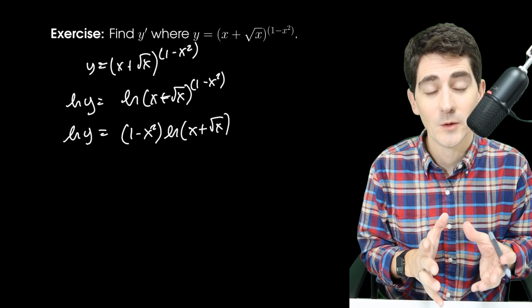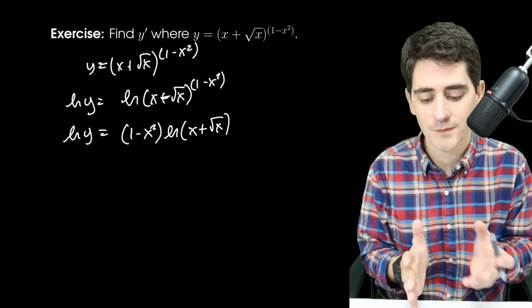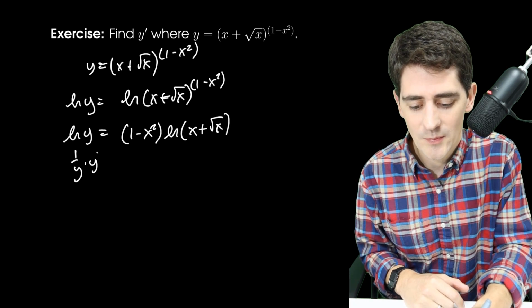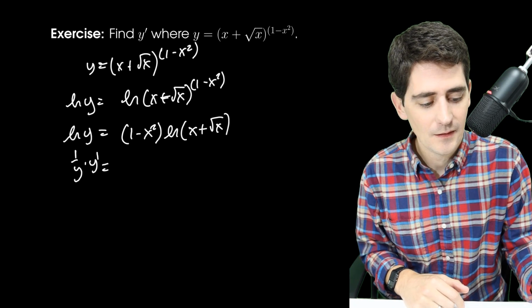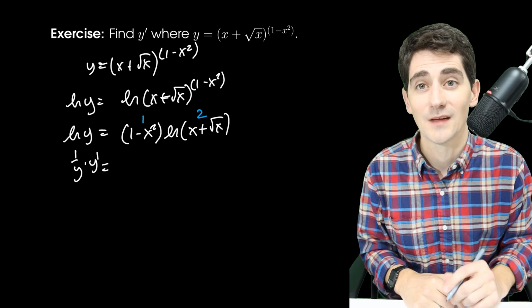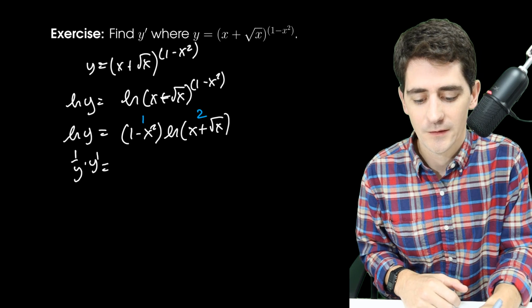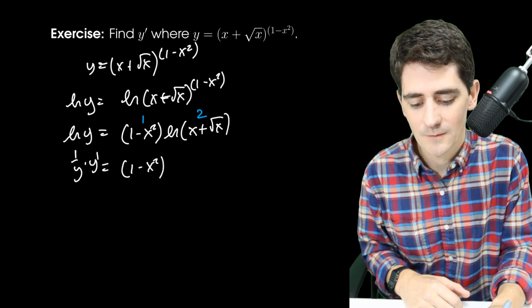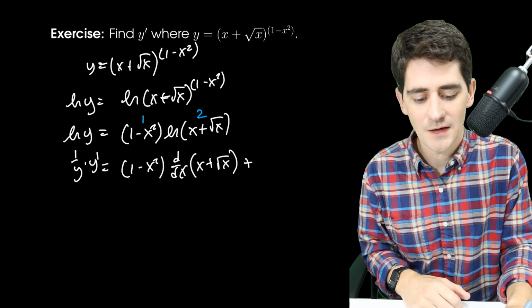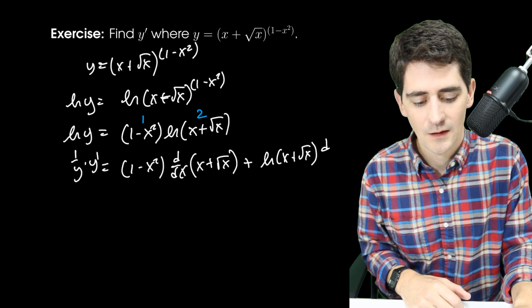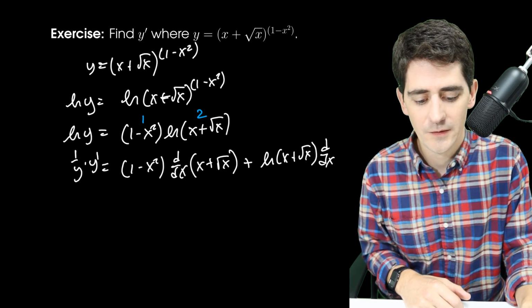Okay, now I want to take the derivative of both sides. Be careful here because we are going to have to do some product rule and some chain rule. We have 1 over y times y prime. And then now I'm going to apply product rule. So I have two functions being multiplied together. So I have the first, 1 minus x squared, times the derivative of the second, which I'm going to just write like this for the moment, plus the second, which is this ln of x plus square root of x, times the derivative of the first.